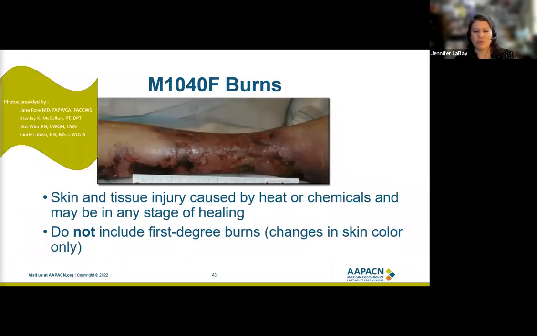And then skin and tissue injury caused by heat or chemicals are burns. We're looking at 2nd degree and 3rd degree burns here. 1st degree burns are not coded on the MDS, but they do have to be care planned.